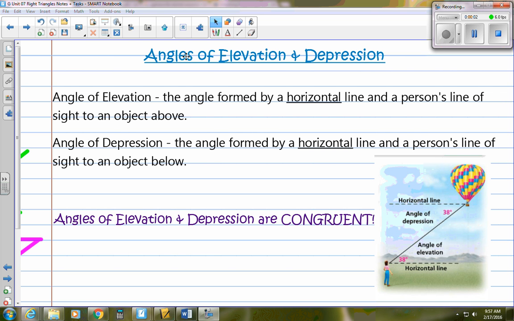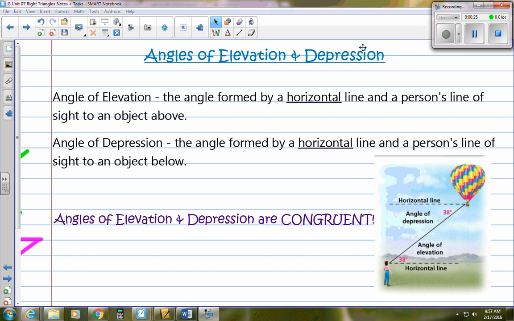Okay, now that we've learned how to solve for missing sides and angles using trig and the Pythagorean theorem, we're going to start applying these to problems that we could see in the real world. In order to do that, there are two terms that we need to learn. The first is the angle of elevation, and the second is the angle of depression.